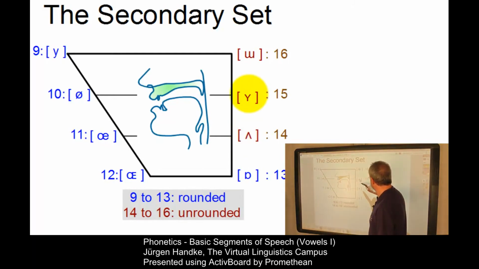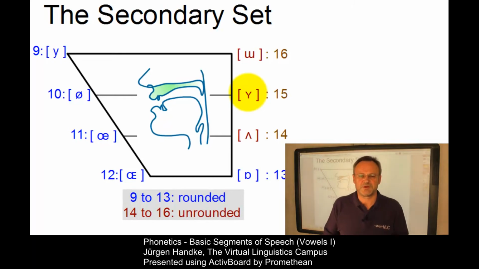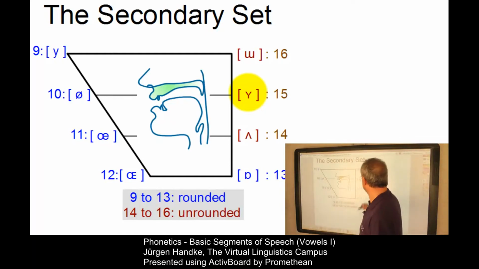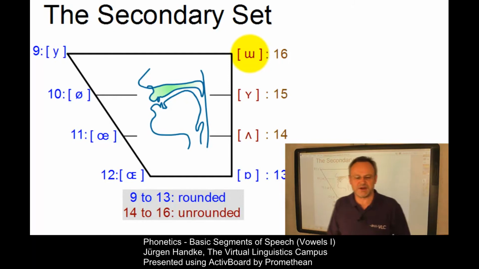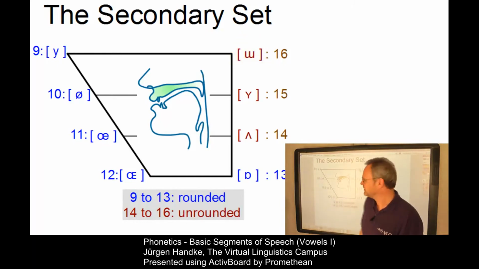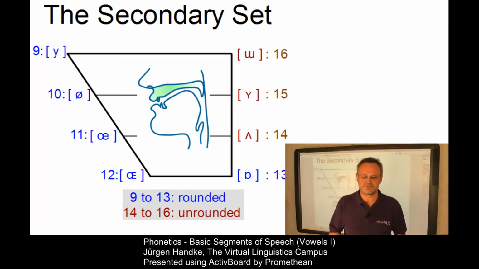Cardinal number 15. Again, first of all with rounded lips, cardinal number 7. O. And finally, we have to produce cardinal vowel number 16. First of all, cardinal 8 with rounded lips, oo, and then I will unround my lips. Oo. And here we are with the primary and secondary set of cardinal vowels.